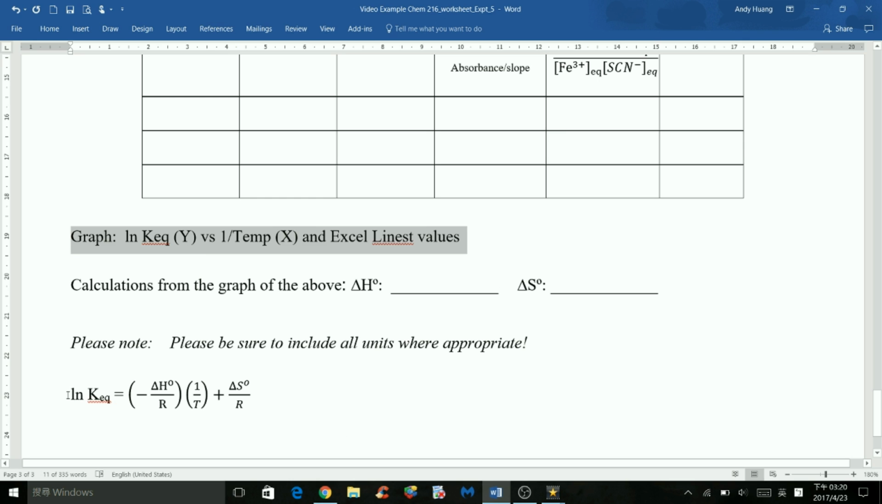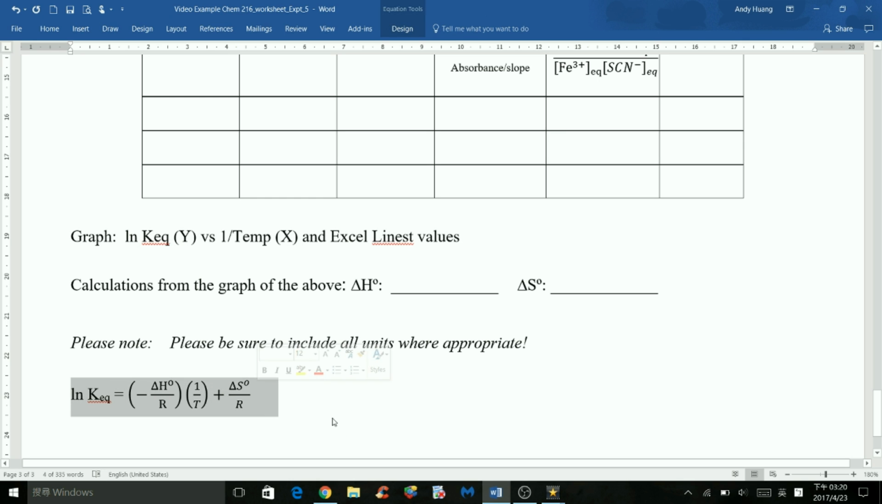So if you look at the equation here, this is a Van 't Hoff equation. So natural log of equilibrium constant equals mx plus b. So the slope here is negative delta H over the ideal gas constant. 1 over T is your X value, because remember that's the x-axis. And the y-intercept in this case is delta S, which is the entropy, divided by the ideal gas constant.